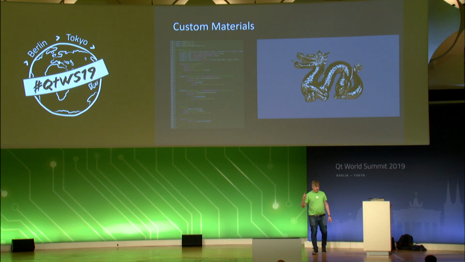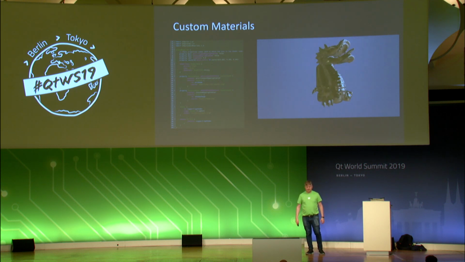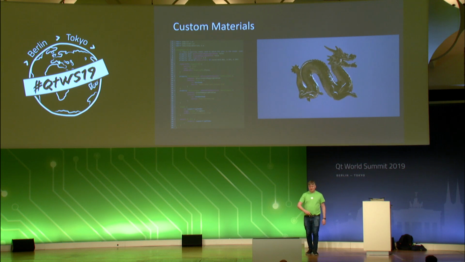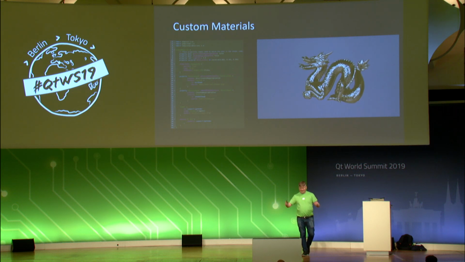But then, if you don't want to do things the easy way, we also have what we call the custom material API. And this is where you can write your shader code. If you have to write your shader code, you want to do some crazy stuff, we have a QML API for defining your custom material. And in this case, it's one of the built-in materials that's copper. And so then you can shade your Stanford dragon as if it was some kind of copper.